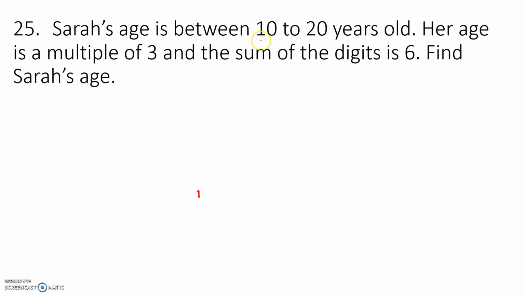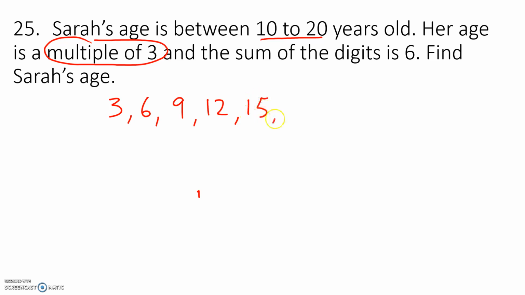Sarah's age is between 10 to 20. Her age is a multiple of 3. Now, the moment I see this keyword, multiples of 3, I would know I will want to write out all the multiples of 3. But there's a time that I need to stop. I shall stop here because Sarah is only between 10 to 20. So it cannot be these 2 answers. Cannot be 9 as well. Could be 12, could be 15, could be 18.